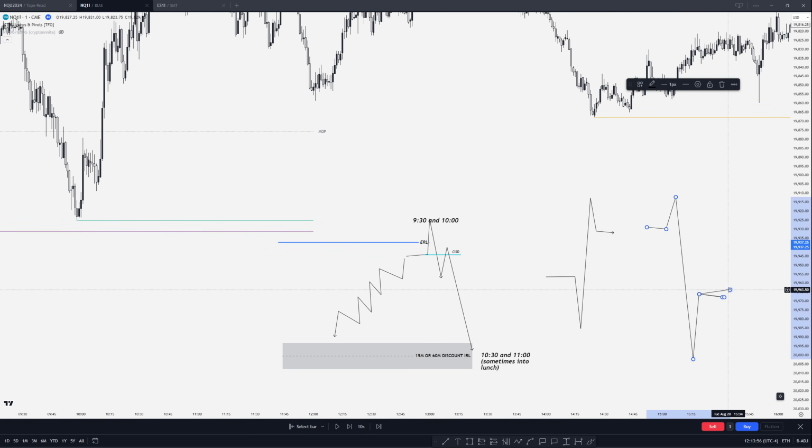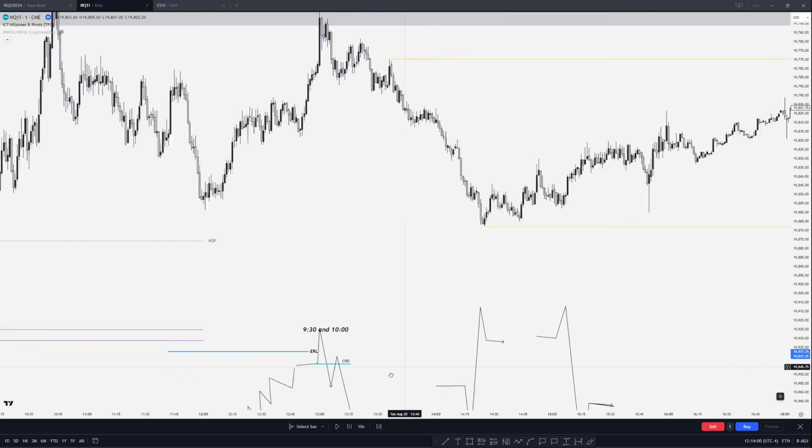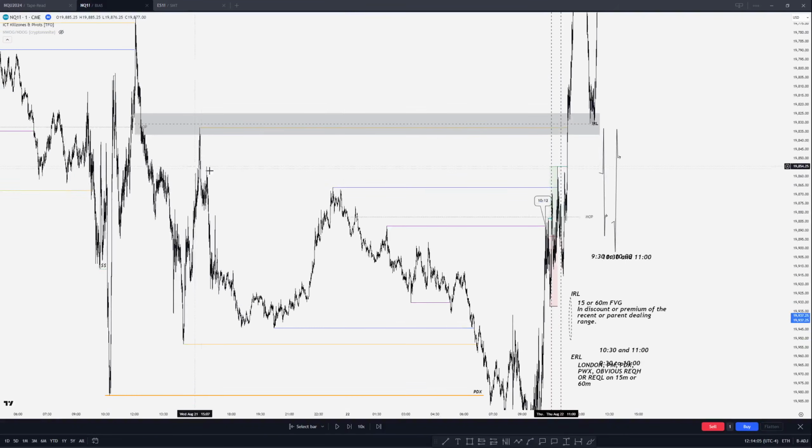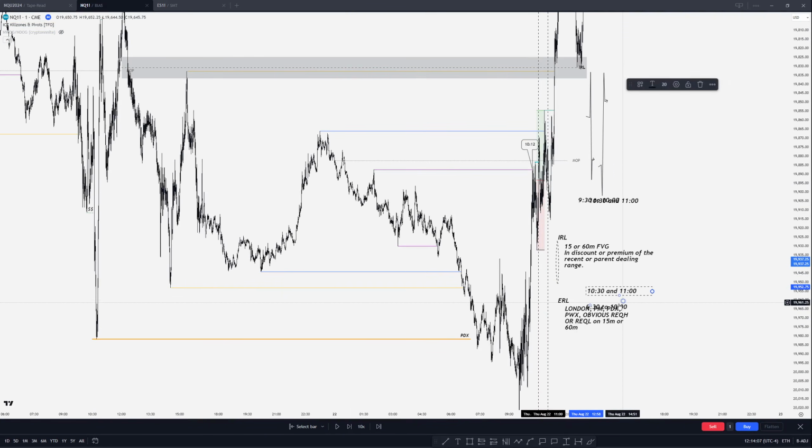And it's either going to be reaching into a 15-minute or 60-minute discount fair value gap, or some sort of a premium array, buy side or sell side, in the form of this, right? London, PM, PDX, PWX, previous relative equal highs or relative equal lows.